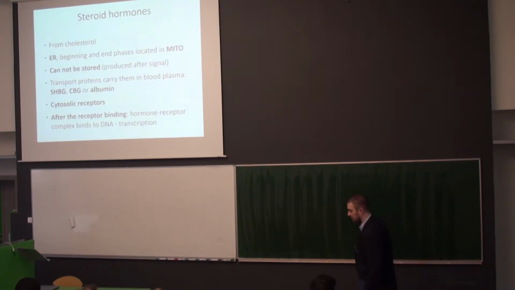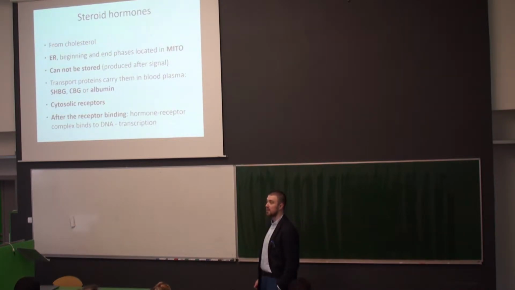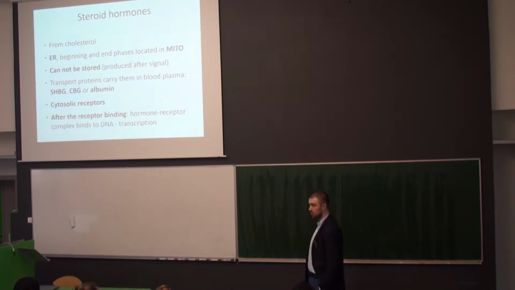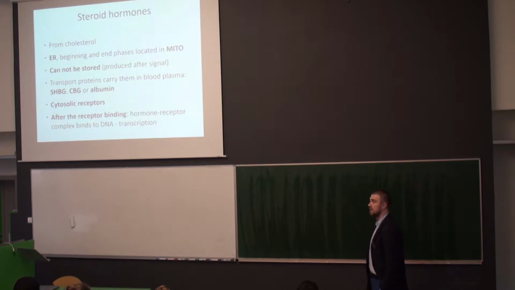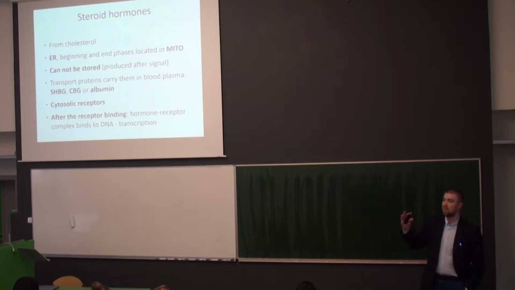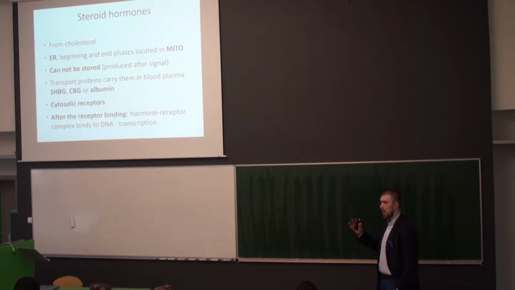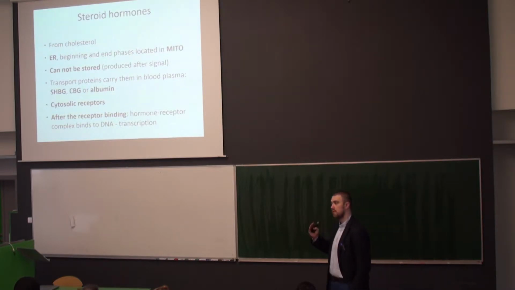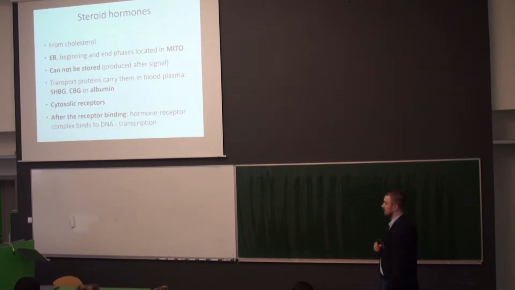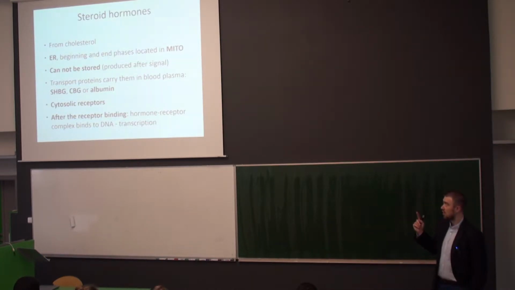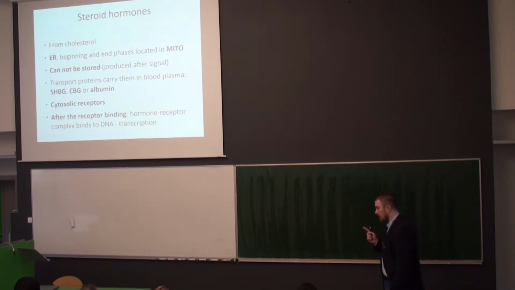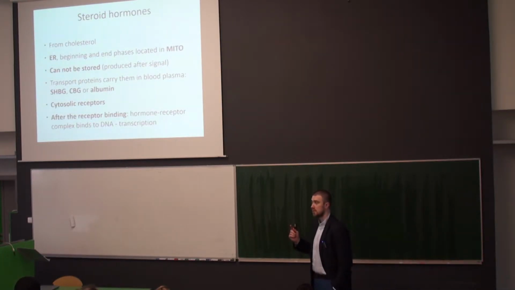If we start from the very beginning, the synthesis is quite simple. The substrate for all of them is cholesterol, and you will see that the first phase is the same for all steroid hormones. And then in different tissues, you will have different enzymes that will take the intermediates of the synthesis. Inside the body, you typically produce steroid hormones in some specific tissues, in some specific cells.